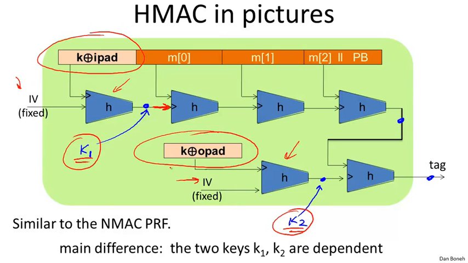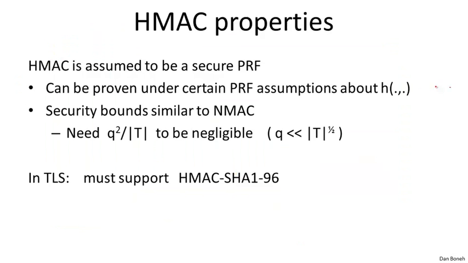And so to argue that K1 and K2 are pseudo-random and independent of one another, one has to argue that the compression function is not only a PRF when the top input is the key input, but it's also a PRF when dependent keys are used. But under those assumptions, basically the exact same analysis as NMAC would apply to HMAC, and we would get a security argument that HMAC is a secure MAC. And so as I said, HMAC can be proven secure under these PRF assumptions about the compression function h. The security bounds are just as they are for NMAC.